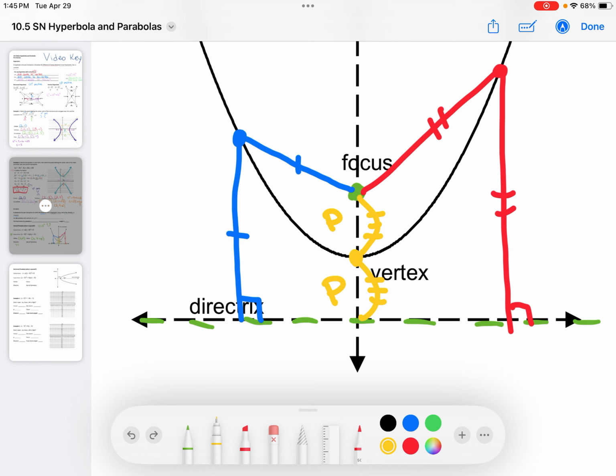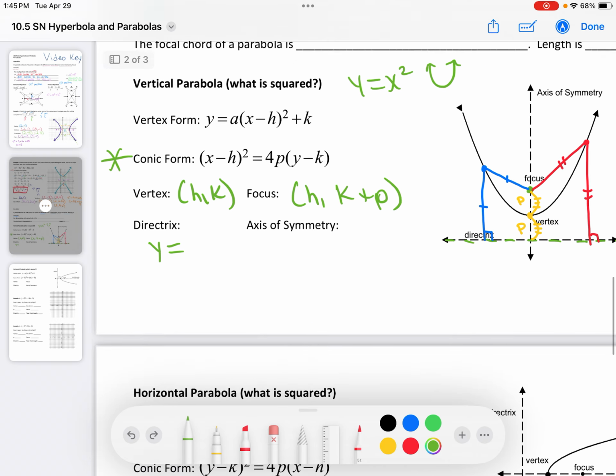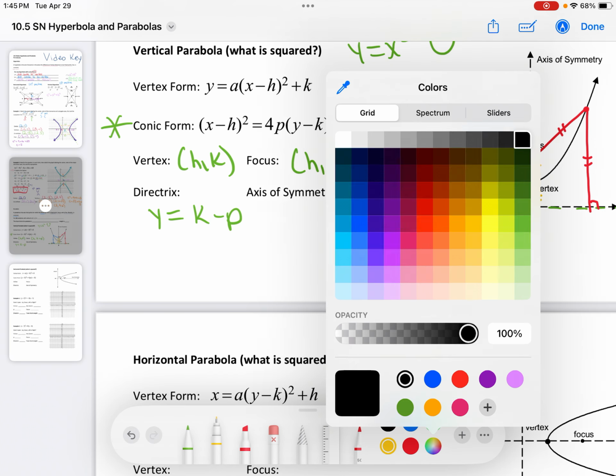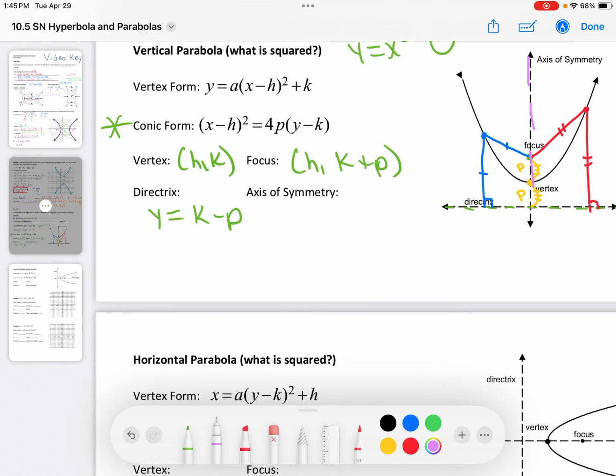Here's the vertex, here's the directrix. It's p units below the center. So that directrix y coordinate is k minus p. Then the axis of symmetry is the same as what it's always been. Axis of symmetry is the vertical line that goes through the vertex. It's a vertical line, so it's x equals. It has to go through the vertex, so it shares the same x coordinate as the vertex. x equals h.